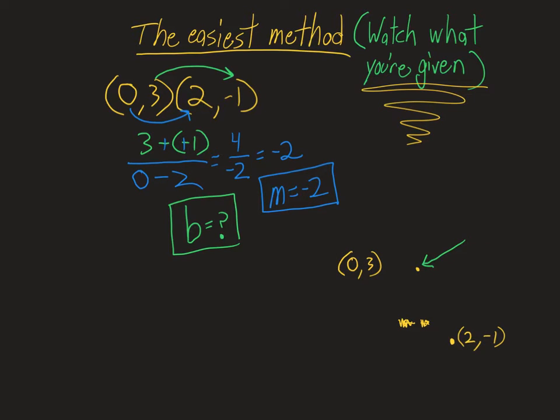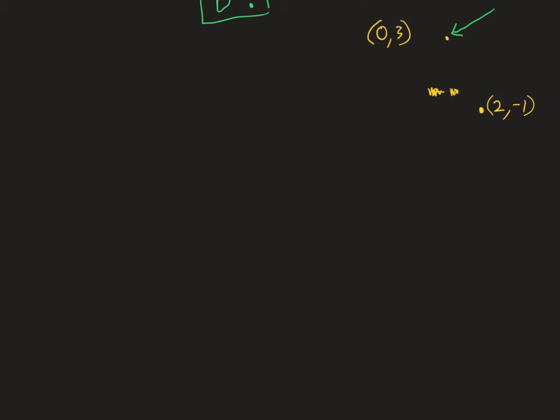What if the graph is gone? Now how do we figure out what b is? Okay. Well, this easiest method, if we look at what we're given, sometimes they give us the intercept right inside one of our points. We were given (0, 3) as one of our points. So let's think about that for a sec. What does (0, 3) tell you when the x is 0 and the y value is 3?